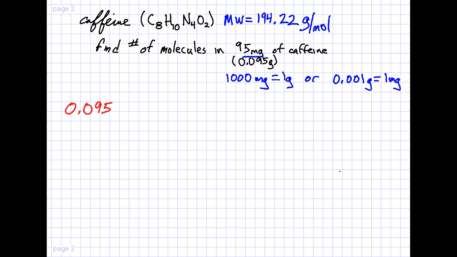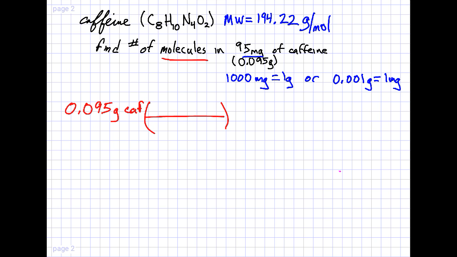0.095 grams. And then I'm going to just use the label of CAF for caffeine. So from here, what we want to do is we're trying to find the molecules. But recall that we can't go directly between mass and particles. So the first stop we have to make is to go to moles. So in order to go to moles, we are going to have to use the molecular weight. So we'll always use the molecular weight to go between grams and moles.